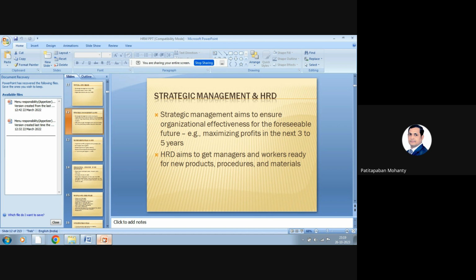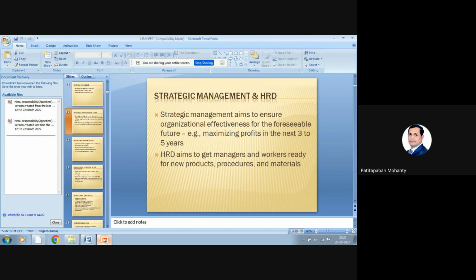I have already explained these two sentences. HRD aims to get managers ready, because the future leaders, when they come into this HRD domain of knowledge, need to get ready. How can they get ready? They can get ready through training and development. Constant training and development is imparted to make the leaders, managers and supervisors ready for the new challenging process.